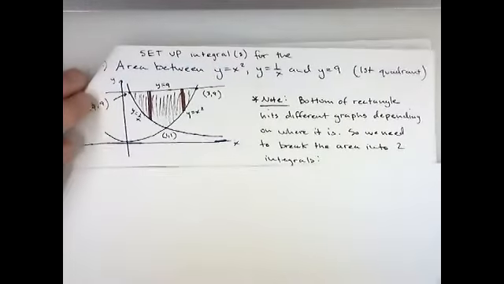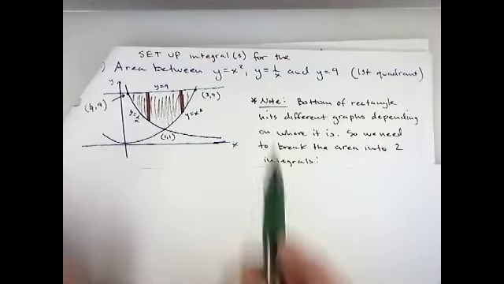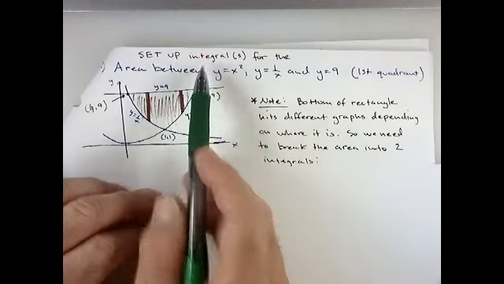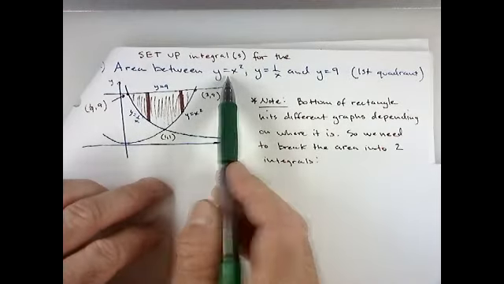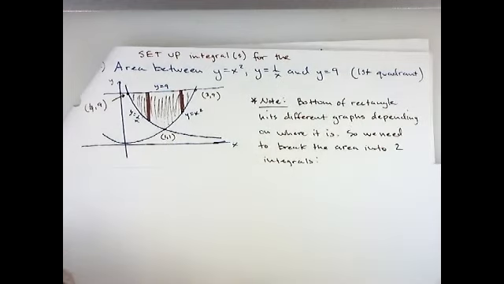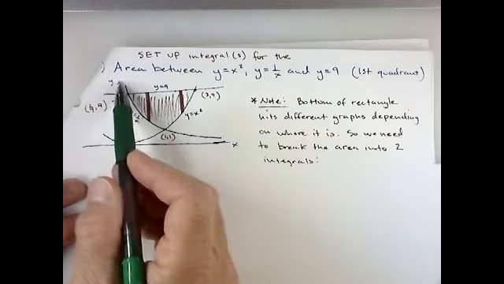Let's look at another example. For this one, we're not going to actually work this one out, we're going to set up the integral or integrals for the area between y equals x squared, y equals 1 over x, and y equals 9 in the first quadrant. And I said step number 1 is to sketch it. I've already provided the sketch, but just to walk you through it.